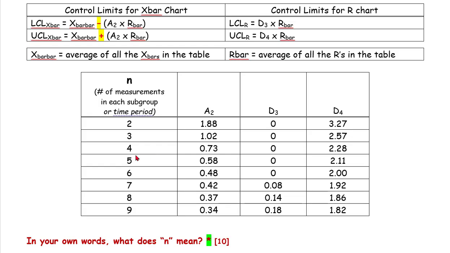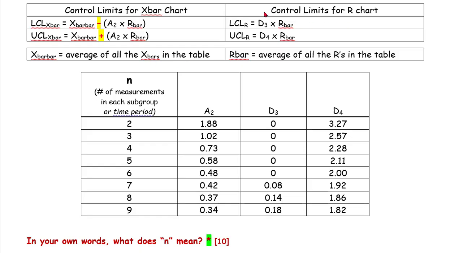Let's assume for this example that we measured 4 parts every 2 hours. So our N would be equal to 4, and we would use 0.73 as our A2. So we would say X bar minus 0.73 times R bar, and X bar plus 0.73 times R bar. Now, X bar is the average of all the X bars in your table.